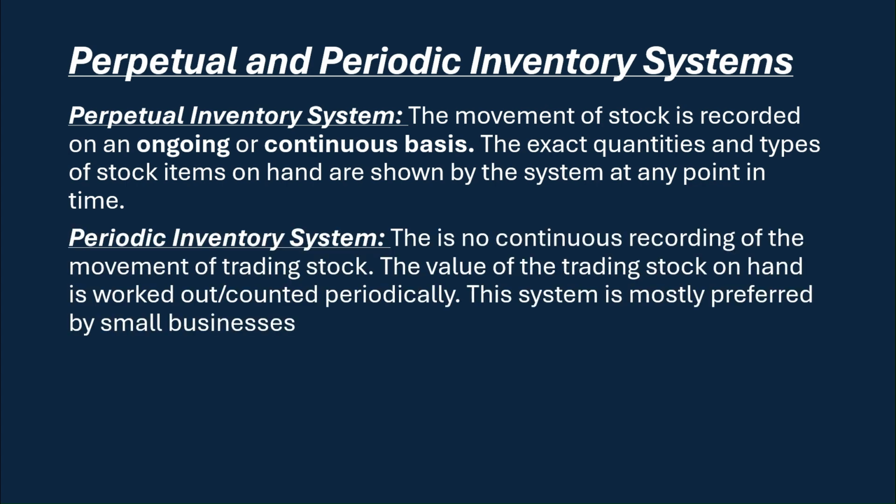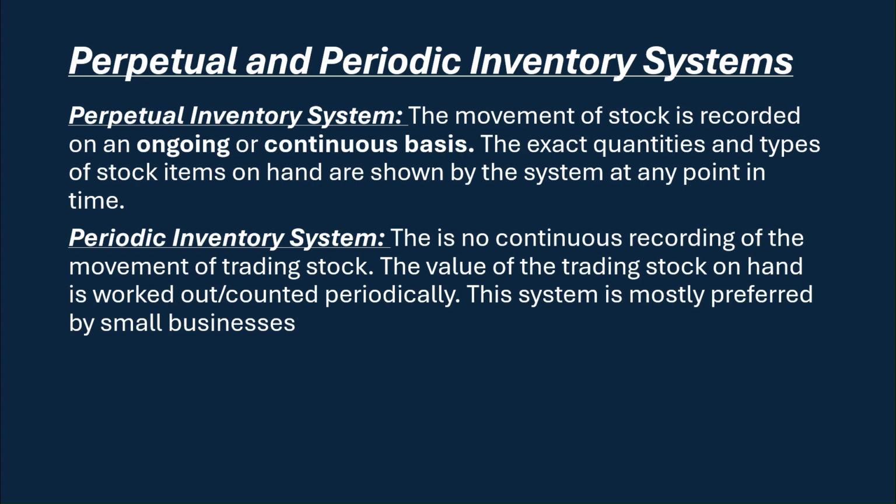Then now we go to the periodic inventory system. With this one, there is no continuous recording of the movement of trading stock. So this one doesn't matter. You'd be selling 500 chocolates in a day, and they wouldn't even know that you sold 500 because they never recorded it, right? There's no continuous recording of the movement of trading stock. And the value of the trading stock on hand is worked out or counted periodically, right?